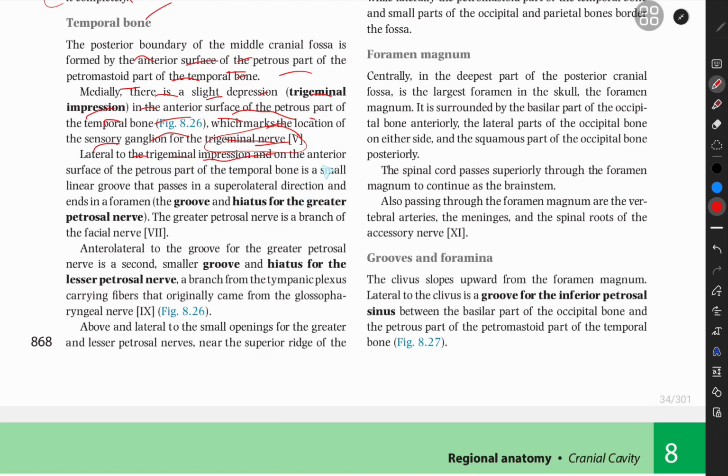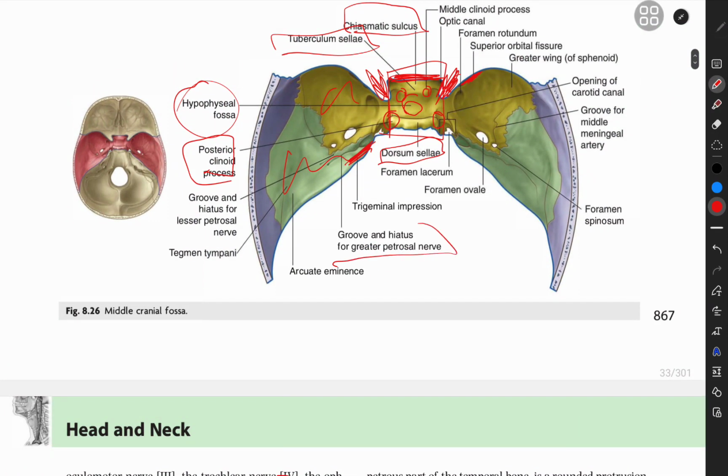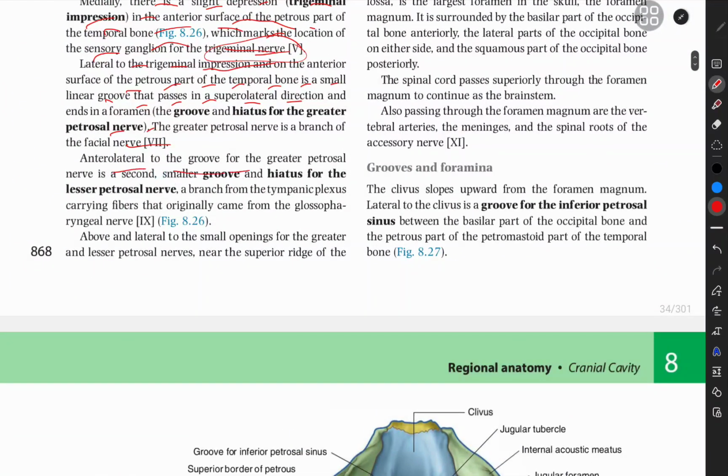Lateral to the trigeminal impression and on the anterior surface of the petrous part of the temporal bone is a small linear groove that passes in the superior lateral direction and ends in a foramen. The groove and hiatus for the greater petrosal nerve. The greater petrosal nerve is a branch of the facial nerve. And here is the groove and hiatus for the lesser petrosal nerve. Anterior lateral to the groove for the greater petrosal nerve is a second smaller groove, the hiatus for the lesser petrosal nerve, a branch of the tympanic plexus carrying fibers originally from the glossopharyngeal nerve.